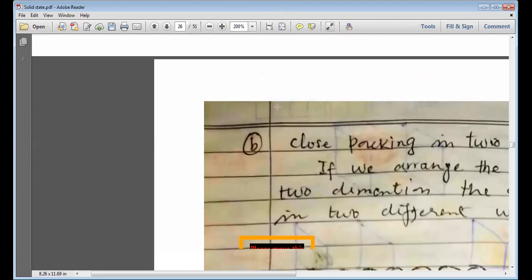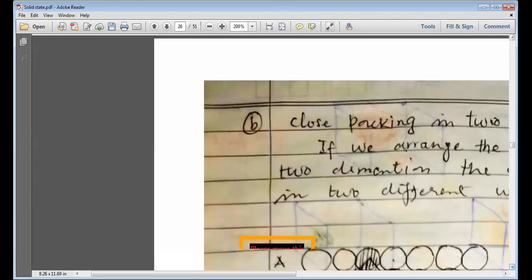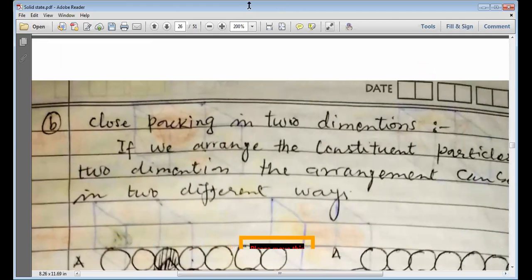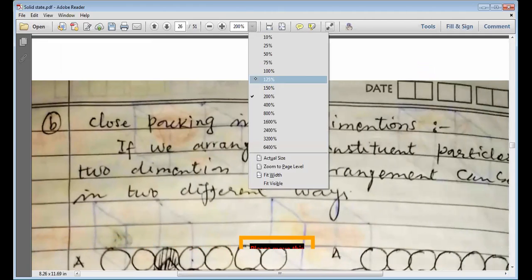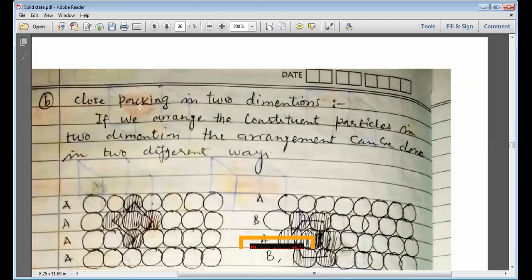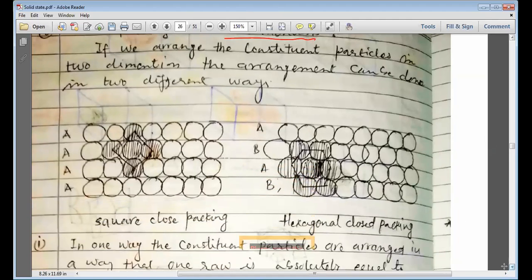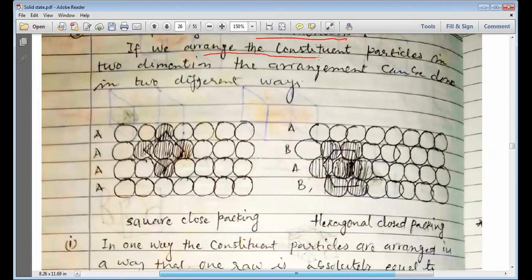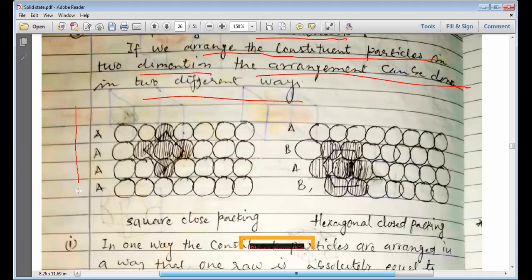Now, let's move forward and understand something else. Let us study the close packing in two dimensions, my dear students. So when we arrange the particles into two dimensions, what do we see? If we arrange the constituent particles in two dimensions, the arrangement can be done in two different ways.